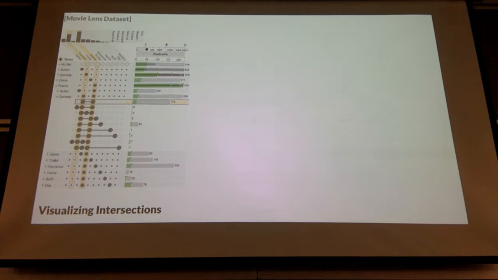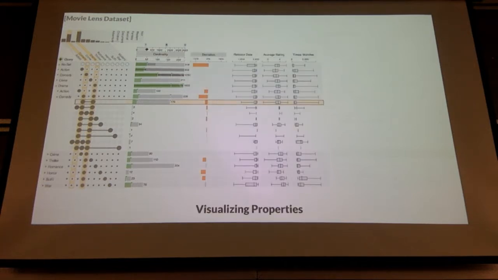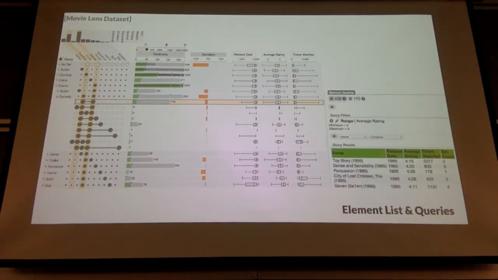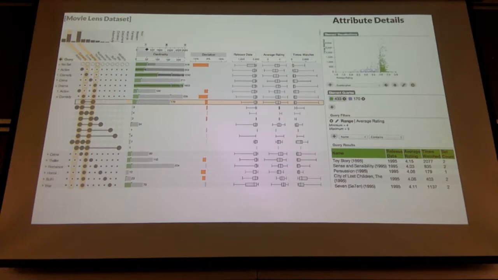I'll use a movies example here, movie genre. So we have action, comedy, crime, drama, thriller, romance, horror, science fiction, war, and mystery. And then we can see the overlaps in here, the visualization of the intersection. I'll talk about this more in detail in a second. Then we visualize the properties of these intersections. And then we also visualize individual elements in those intersections and attribute details about the elements in these intersections.